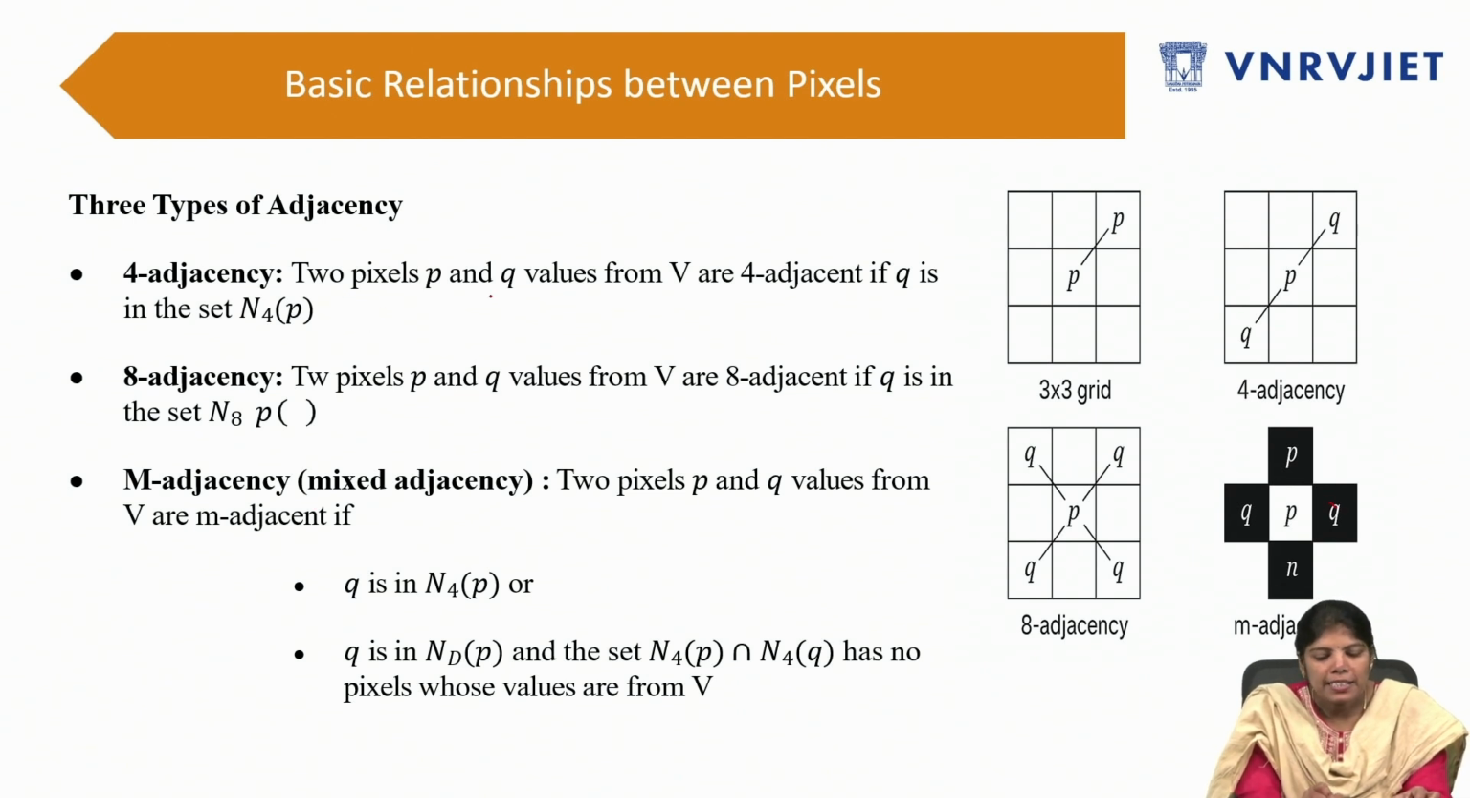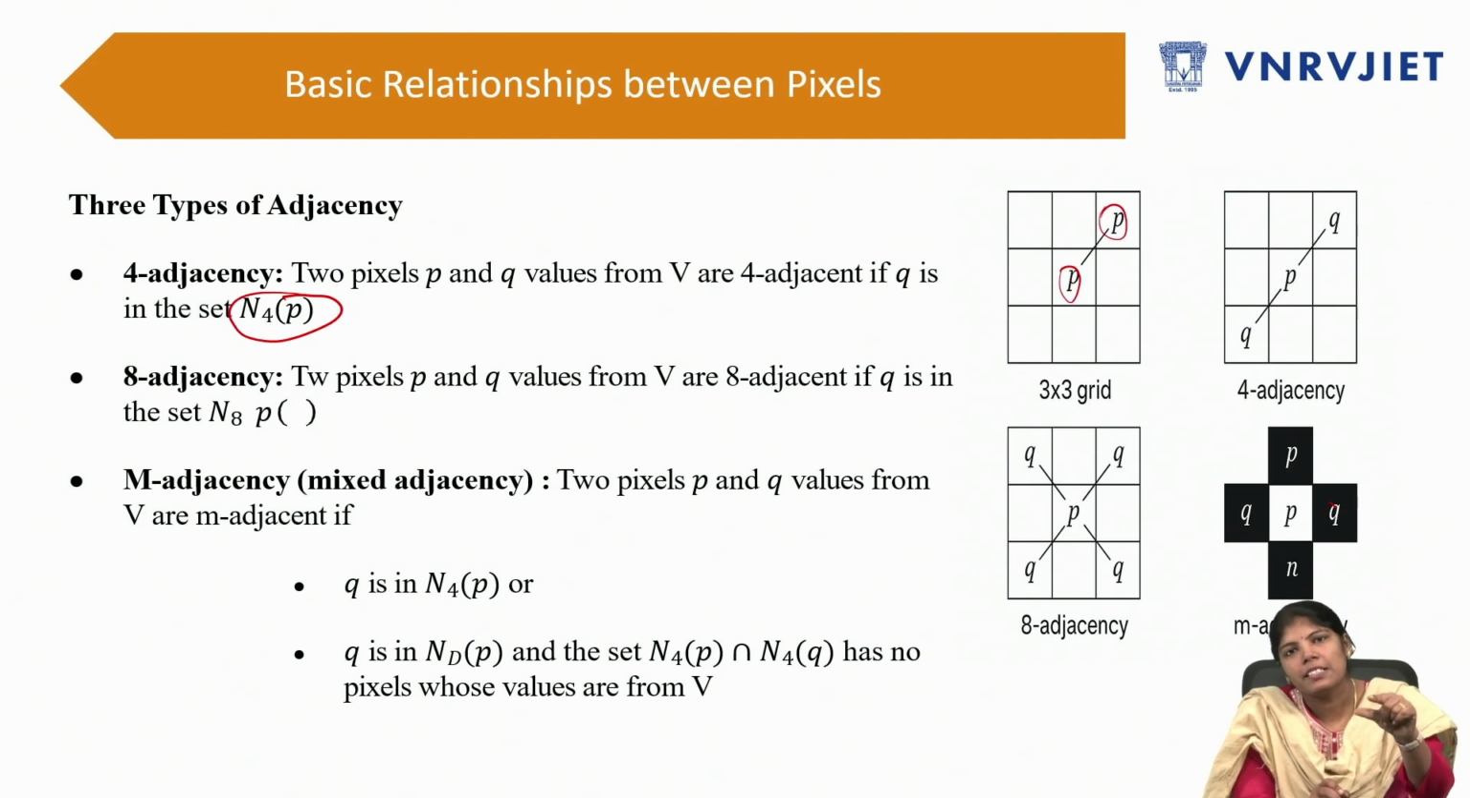You can see 2 pixels p and q with values from V are 4 adjacent if q is in the set N subscript 4. This is a 3 by 3 grid format, and p and q are the diagonal adjacencies. This is 4 adjacency, and also we have 8 adjacency and m adjacency. M adjacency is similar to 4 adjacency, but it will avoid the ambiguous paths. 8 adjacency means all the surrounding pixels are connected to the central pixel, which includes the 4 adjacency as well as the diagonal adjacency.